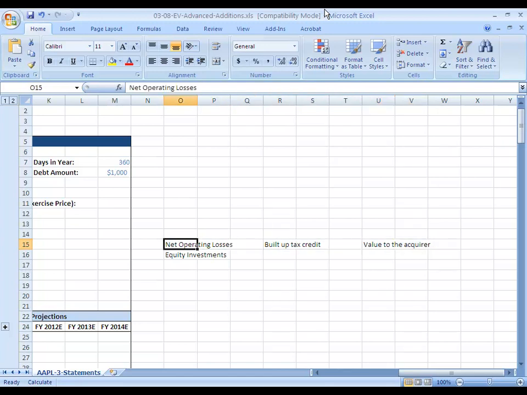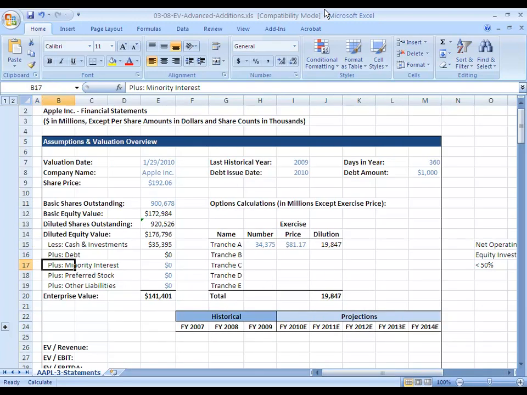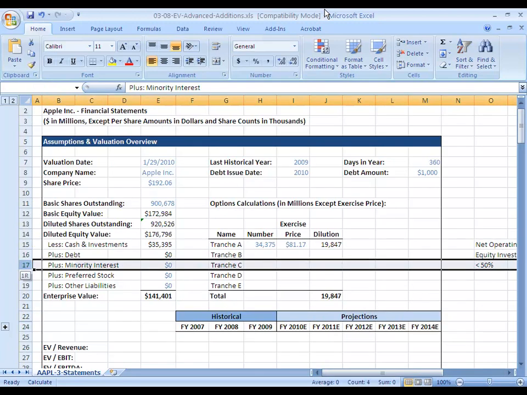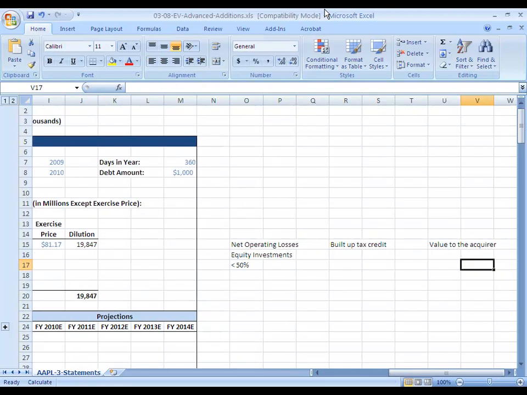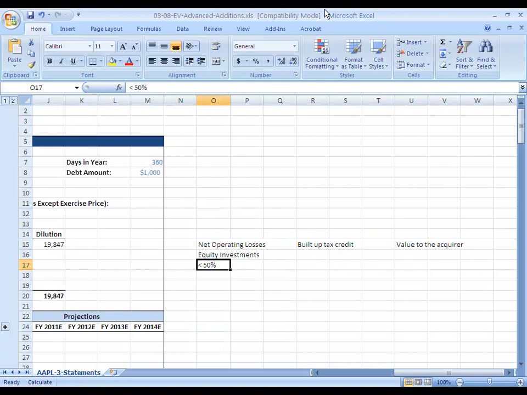Now, equity investments are, once again, investments in other companies, but in this case, we own less than 50% of the other company. Remember that minority interests refer to cases where we own over 50% and we're adding back the portion that we don't own. So if we own 75%, the minority interest here would represent the 25% that we don't own that we're adding back. Equity investments work differently, and equity investments refer to cases where we do not own the majority stake in a company. We own less than 50%.